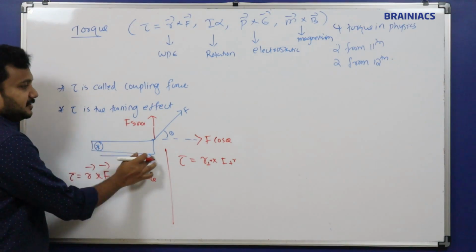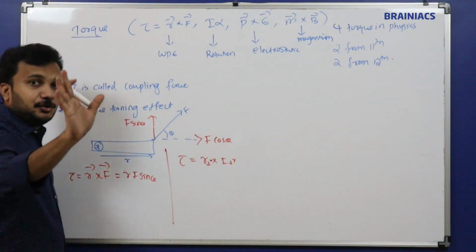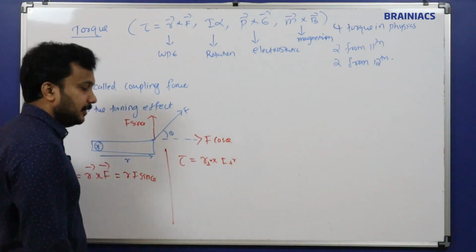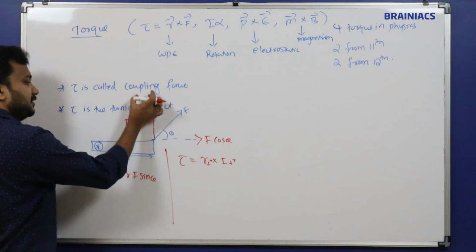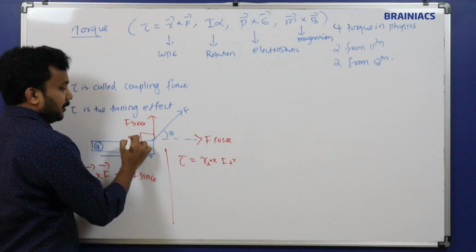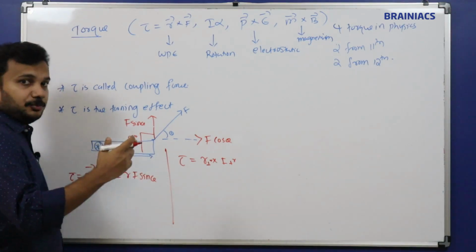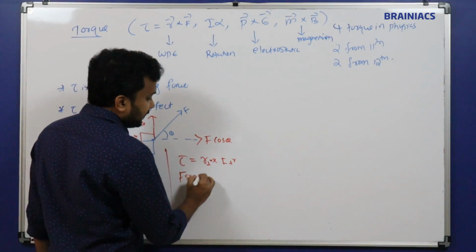See, R is in this direction, and F cos theta is parallel to R. That you cannot take into torque. But what you can take is F sin theta, which is in this direction, perpendicular to R. Now this is perpendicular, 90 degrees. This is contributing to torque. So I can say F sin theta.